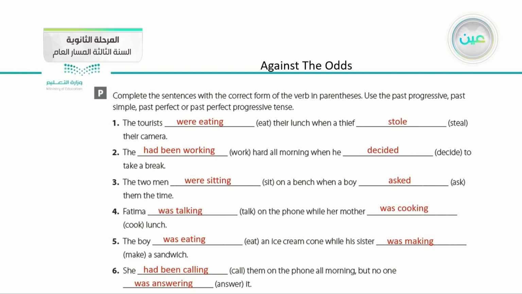If you focus on number 4 and number 5, they have some similarities. There are two actions. Fatima was talking on the phone while her mother was cooking lunch. So we have two actions happening at the same time. Two people are doing things at the same time. So we use the past progressive. Also, the same thing happened in number 5. The boy was eating an ice cream cone while his sister was making a sandwich. Two actions are happening at the same time.